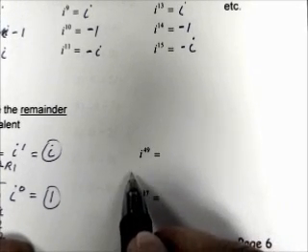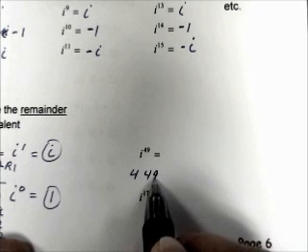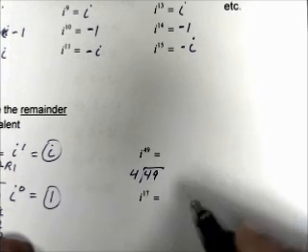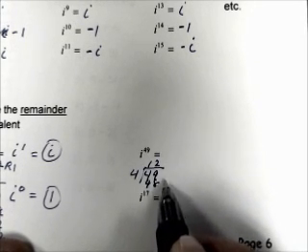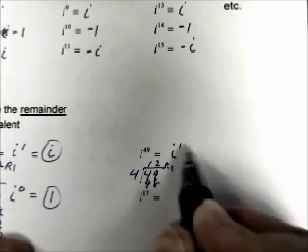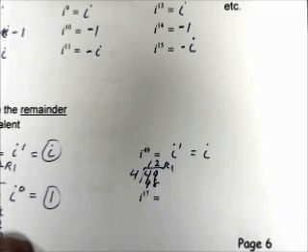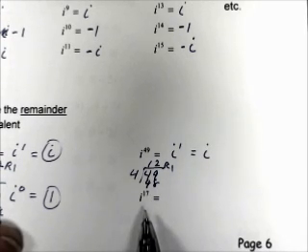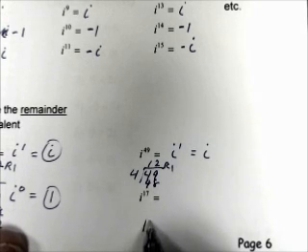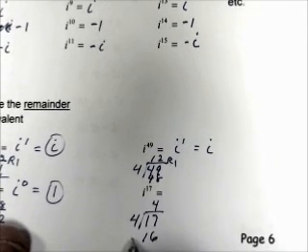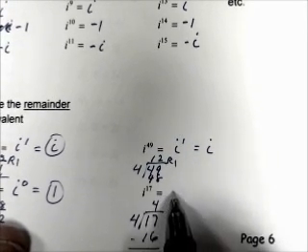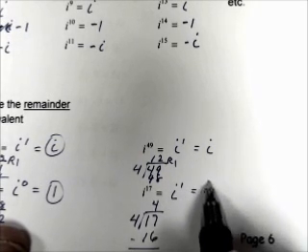Next, i to the 49th. Take 49, divide it by 4. 4 goes into 49 12 times, which is 48. Subtract, the remainder is 1. So that's equivalent to i to the first, which is i. Next, i to the 17th. Again, 17 divided by 4 goes in 4 times, which is 16. Remainder of 1. So that's equivalent to i to the first, which is i.